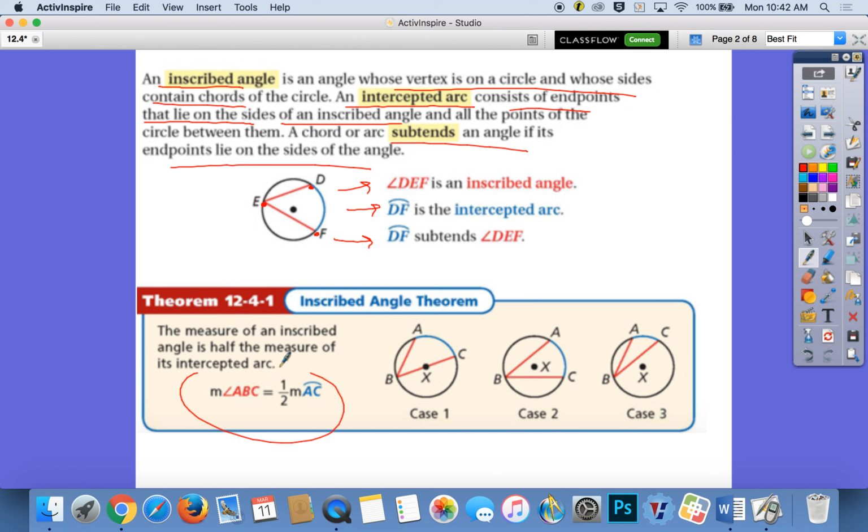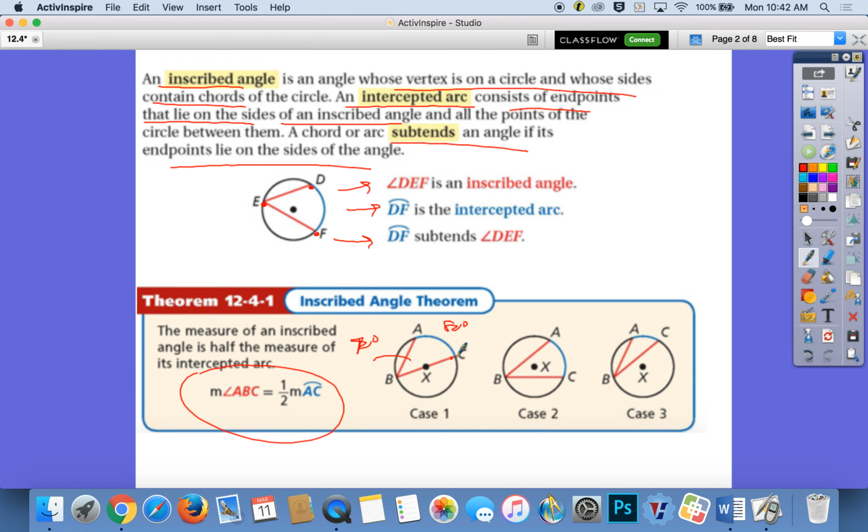Here's your inscribed angle theorem, guys. The measure of an inscribed angle is half the arc. So if this arc is 80 degrees, this angle is going to be 40 degrees. That's different from the central angle, which would have the same measurement as its arc. The inscribed angle is going to be half. You can think of it like this: this looks bigger than this angle right here, so that can help you remember it.